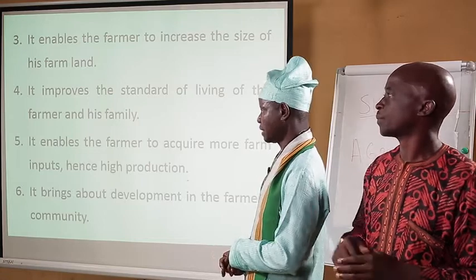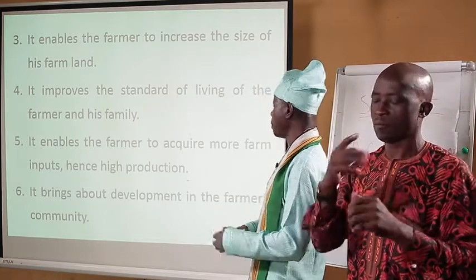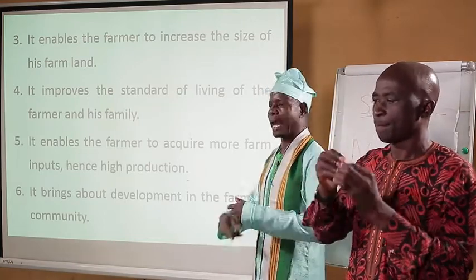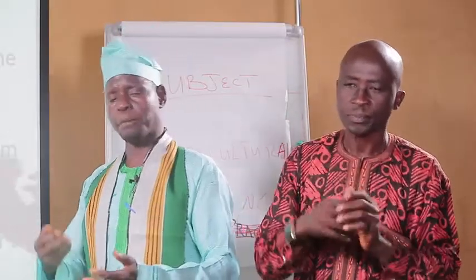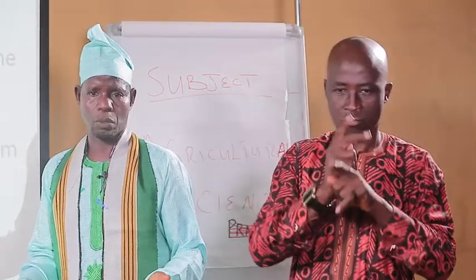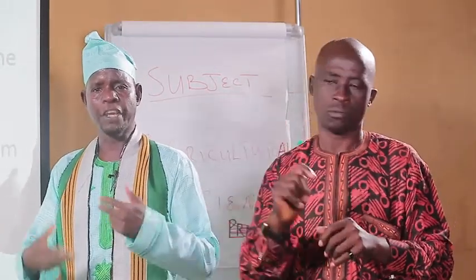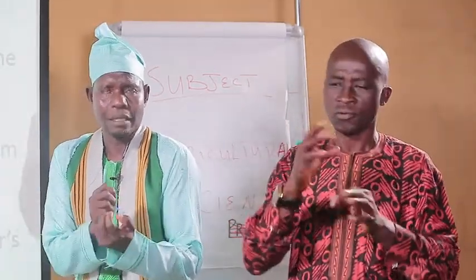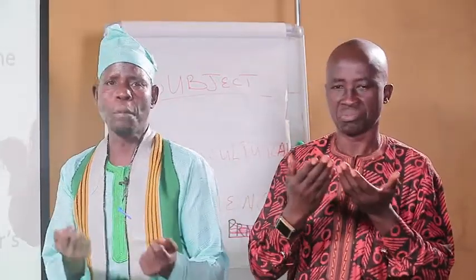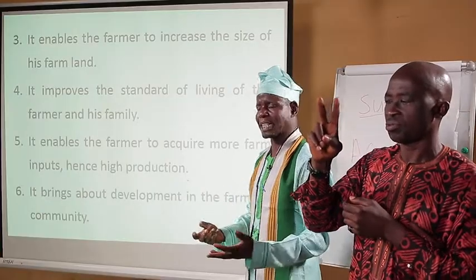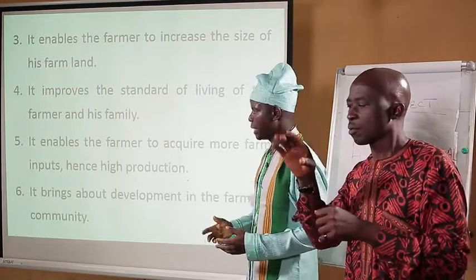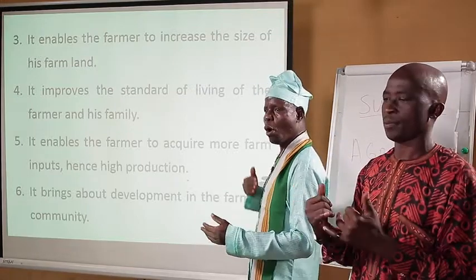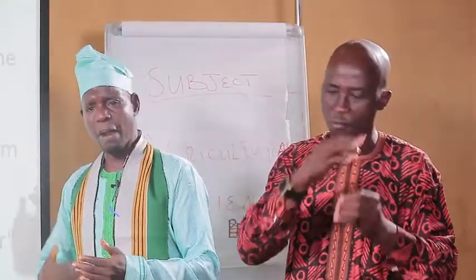Number 5, it enables the farmer to acquire more farm input, hence high production. By implication, I mean when a farmer obtains a loan, he can get a tractor. If he was buying maybe 2 bags of fertilizer per annum, he will now be getting 100 bags. You see, by now he's getting more farm input. More farm input, more production.